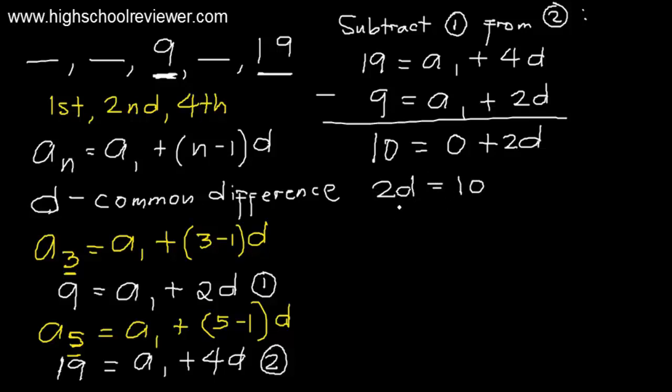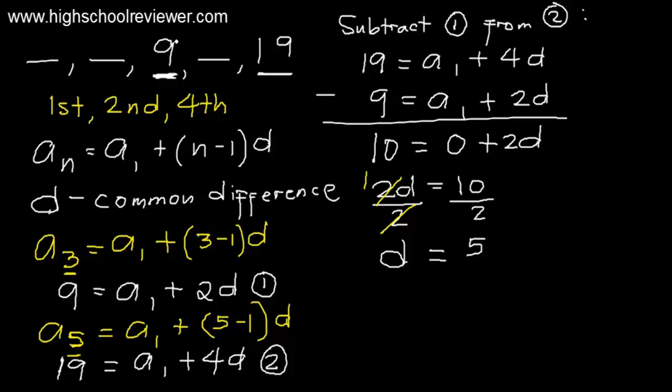So to find d, we need to cancel out 2, so we need to divide both sides of the equation by 2. So 2 divided by 2, we can cancel this out because this is equal to 1. So 1 multiplied by d will give us positive d, and 10 divided by 2 is positive 5. So we now have the value for d. Let us now find the value of a sub 1.